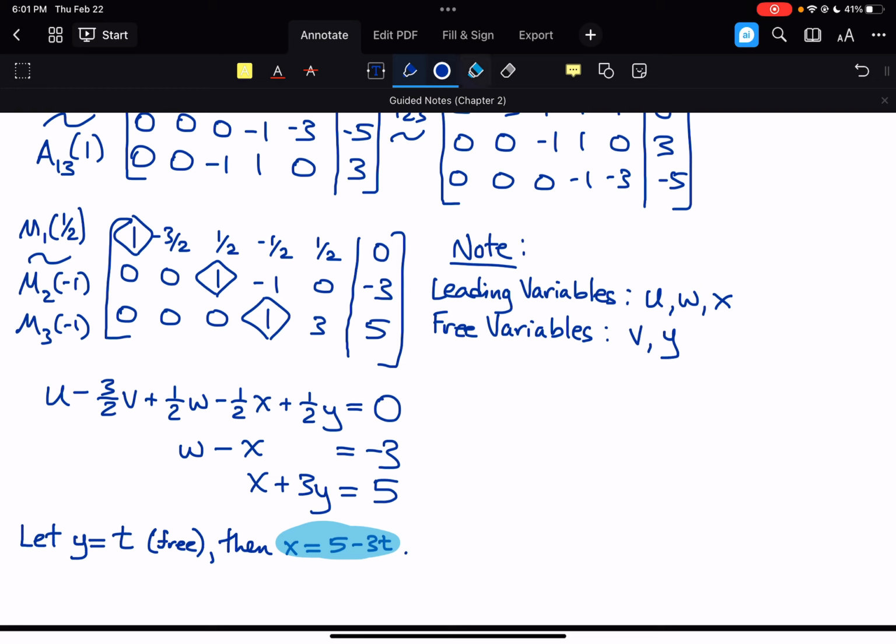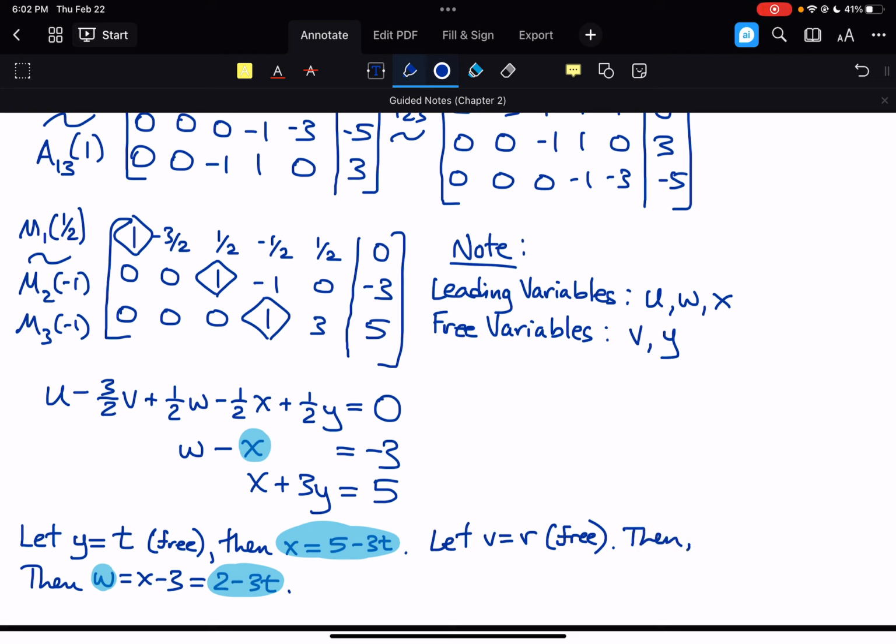So if we take this x value now, we can plug that into this equation. So we can say then w would be x minus 3, so 2 minus 3t. If we take, again, 5 minus 3t and put it into here, we get w is this expression in terms of t, again in terms of that free value. Then we move to our next one over. So we hit w already. Next we have v is a free variable. So we're going to let v be equal to r, which again symbolizes a free variable value.